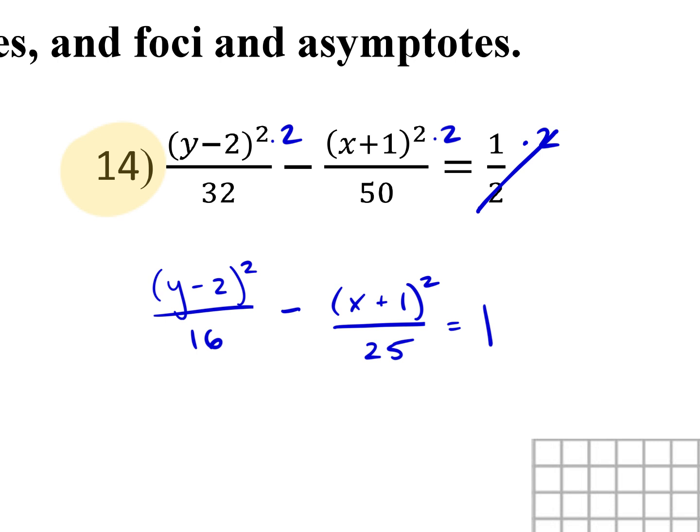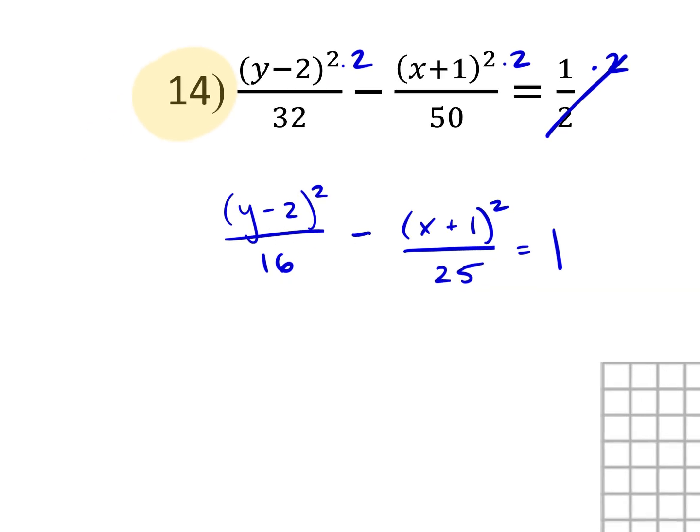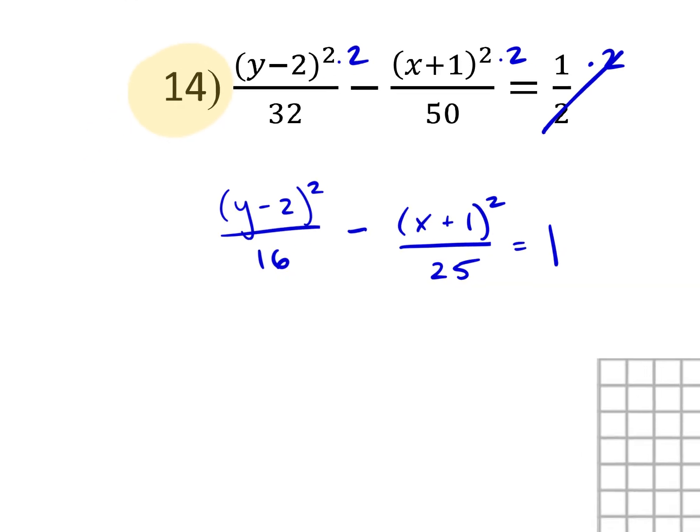So because it has a minus sign in the middle, we know it's going to be a hyperbola. In our hyperbolas, A is always the one that comes first. So a couple of things we know from here. I'll just label it now. A squared is going to be 16. So what's A? 4. B squared is 25. So what's B? 5. Perfect.